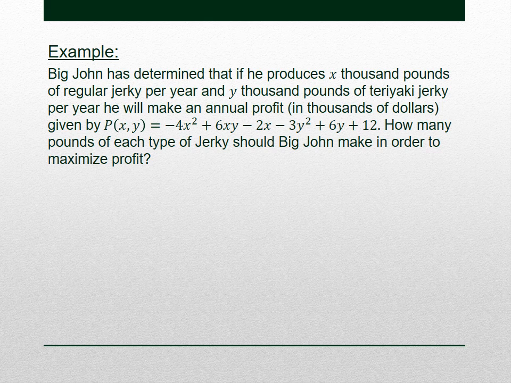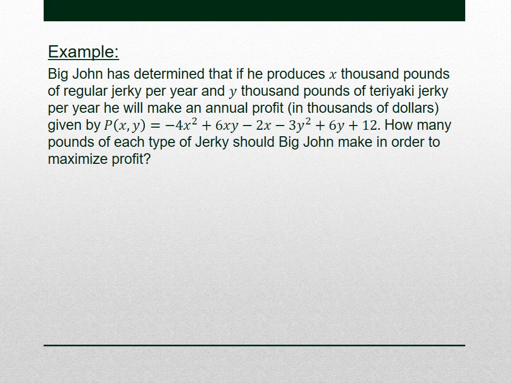Okay, our last example here is going to be a word problem. Woohoo. So it says, Big John has determined that if he produces X thousand pounds of regular jerky a year and Y thousand pounds of teriyaki jerky a year, he'll make an annual profit in thousands of dollars, given by P of X, Y. Right? So there is our profit function. It takes in X thousand pounds of regular jerky, Y thousand pounds of teriyaki jerky, and spits out, in thousands of dollars, Big John's profit for the year.